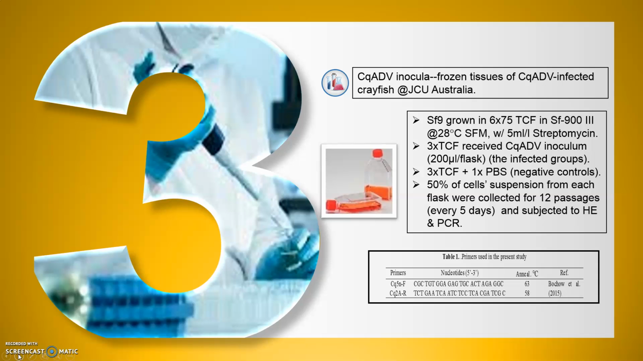50% of the cell suspension of each flask was collected for 12 passages every 5 days and subjected to H&E staining and PCR. This table illustrates the primers used in this present study, based on Bochow et al. 2015.